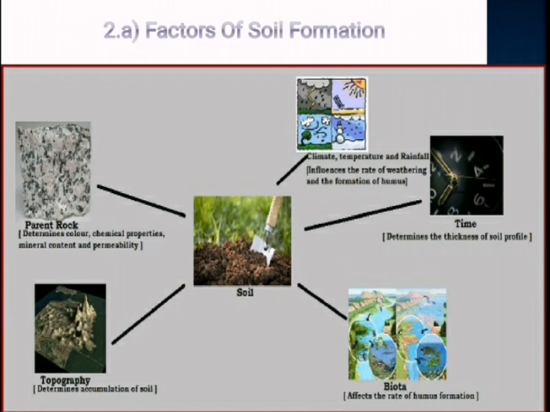First one is the climate, the temperature and rainfall, which influence the rate of weathering and humus formation. And second one is the time, which determines the thickness of the soil profile. Next one is biota, the flora and fauna, the plants and animals, which affect the rate of humus formation in the soil.